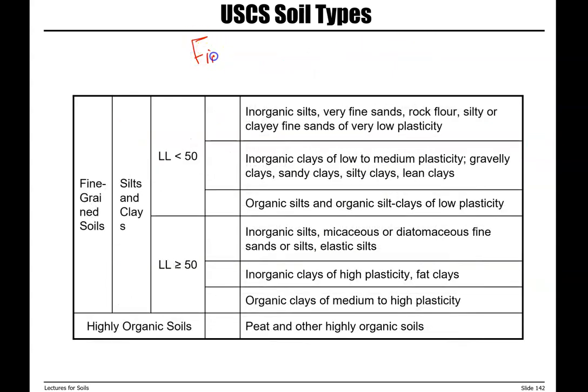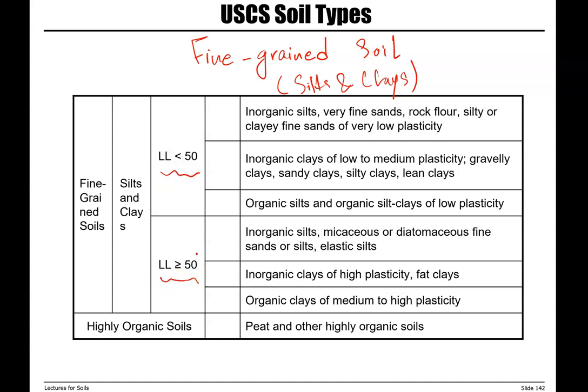And if we have fine-grained soil, which is basically silts and clay, then what is important for us is plasticity. So we look at LL. LL lower than 50 means we have material with low plasticity. LL equal or higher than 50 means that we have material with high plasticity.